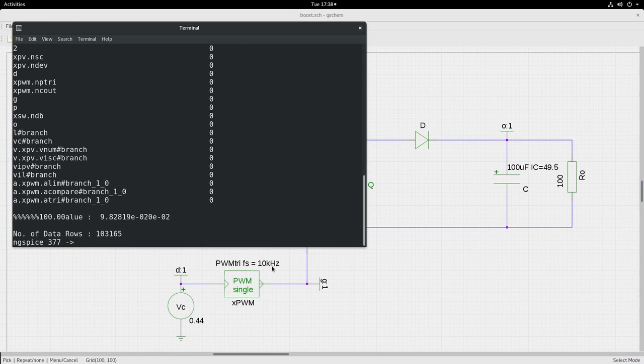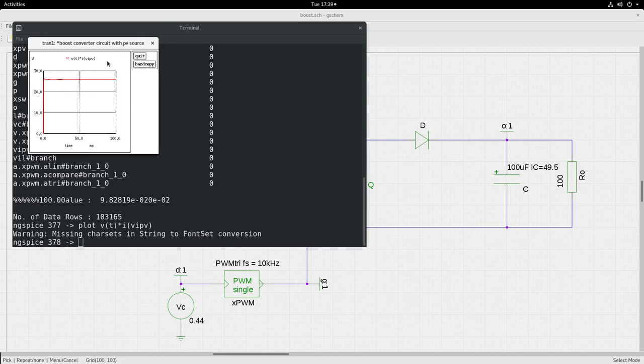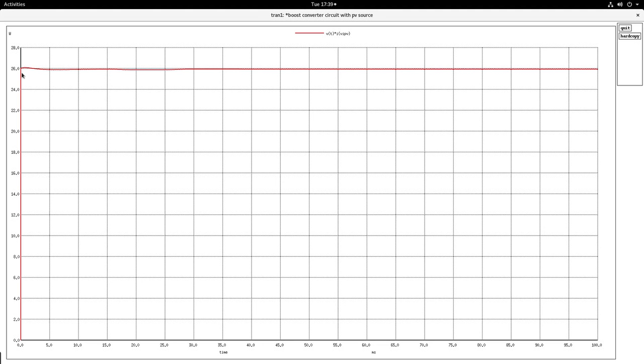So let us plot VT, terminal voltage, into current through the VIPV source, the IPV sensor. So you will see that the input power is hovering around 26 watts. You saw earlier that this PV module that we used had a peak power of around 26 watts.